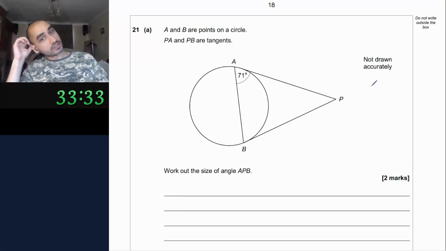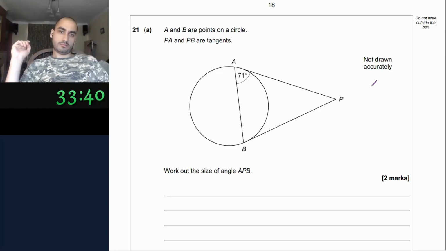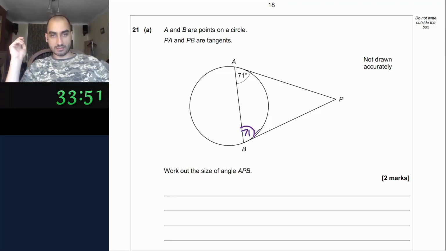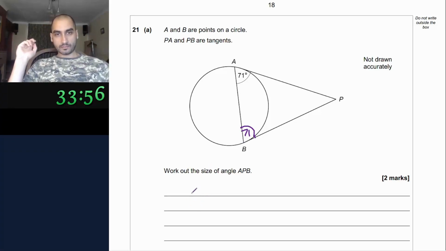A and B are points on a circle. PA and PB are tangents. Work out the size of angle APB. Well, this is just a rule, isn't it? That this is going to be 71. It has to be. So A, B, P equals 71.